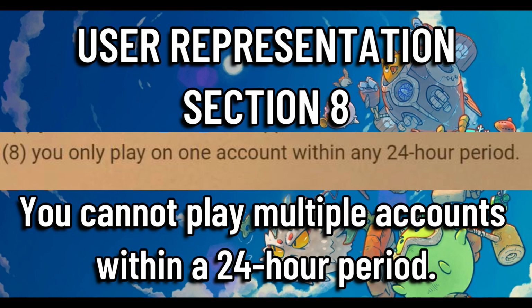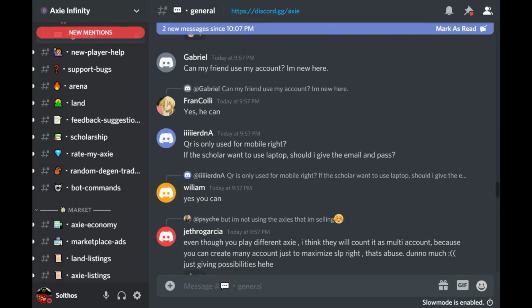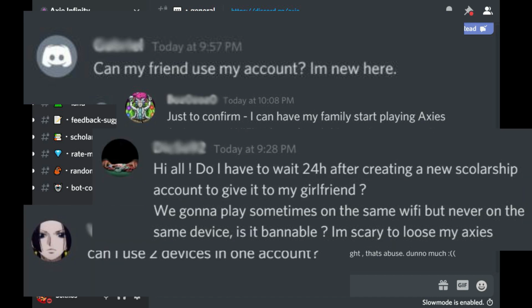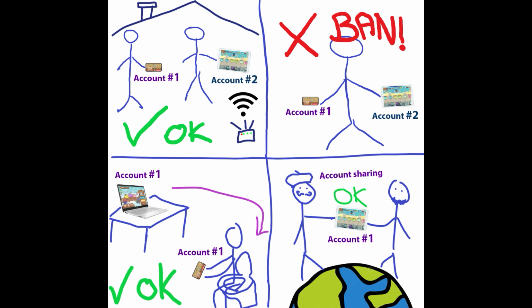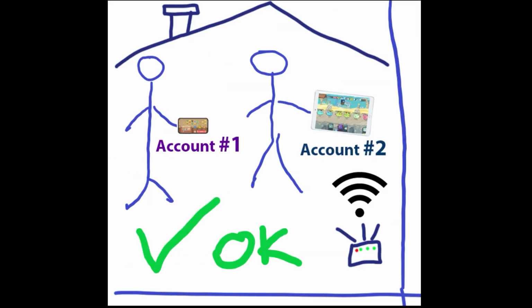The 8th part is the most important and what everybody has questions about. You can only play on 1 account within any 24-hour period. Now, I see people ask about this all the time, and there's some confusion, especially when you look at the Axie community Discord. And people there always reply with this amazing graphic that will easily explain most of the common questions. Now, this graphic should be self-explanatory, but a lot of people still ask questions. So let's go through some of the more common ones.